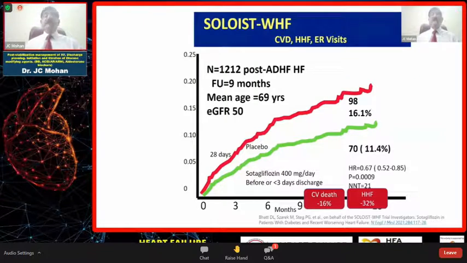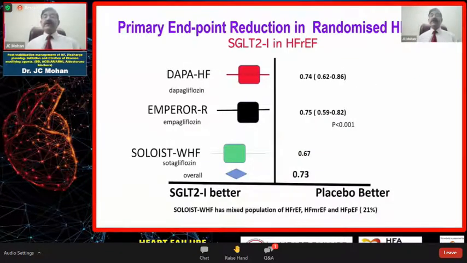The SGLT2 inhibitors have been tried in other randomized trials. We have data from DAPA-HF, EMPEROR-Reduced, and SOLOIST. All have indicated one thing, that you can significantly reduce the primary endpoints of cardiovascular death and hospitalization for heart failure. And this is another agent which should be started as quickly as possible. In SOLOIST-WHF, this was started pre-discharge or within 3 days of discharge, exactly what we are trying to propose to you.